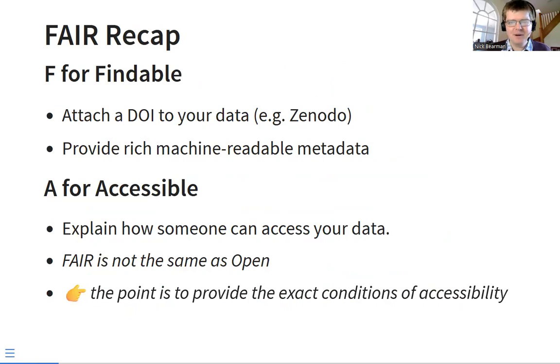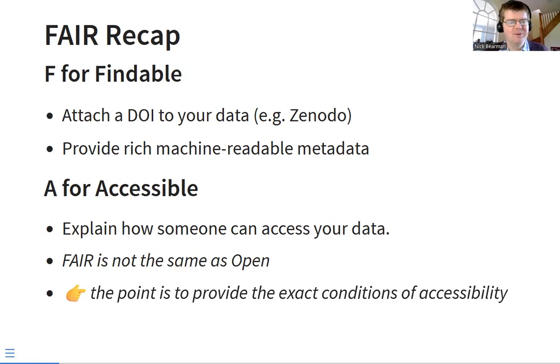So just a very quick recap. What is FAIR? F is for findable. And usually we adopt an approach of attaching a DOI to your data. So for example, upload it to Zenodo and provide rich machine readable metadata. So this could be information on the format, when it was collected, all that kind of stuff.